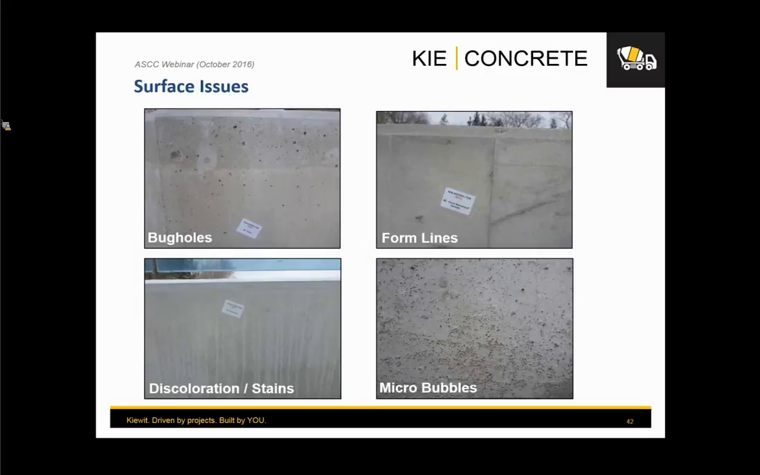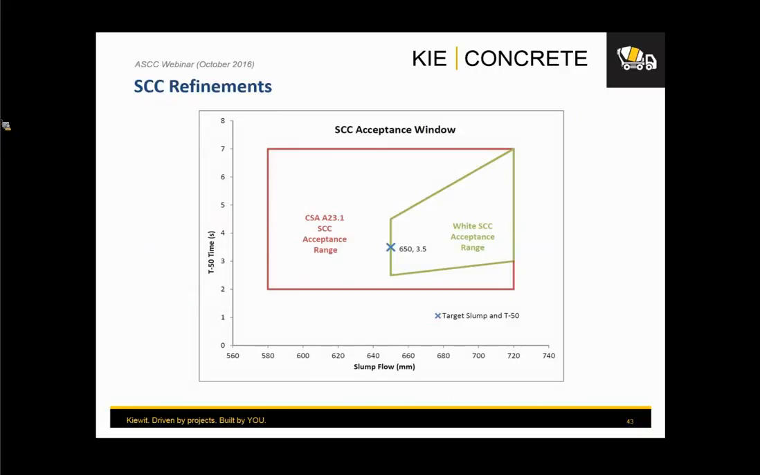We ended up with a bunch of bug holes, form lines, discoloration stains, and micro bubbles. We put a lot of effort into how we were placing and conditioning the forms, and things improved a lot. However, something I'm going to talk to you about is a little different. We were able to look at not only the field operations and how we were preparing our surfaces or placing our concrete, but also what type of concrete we were using to achieve that.